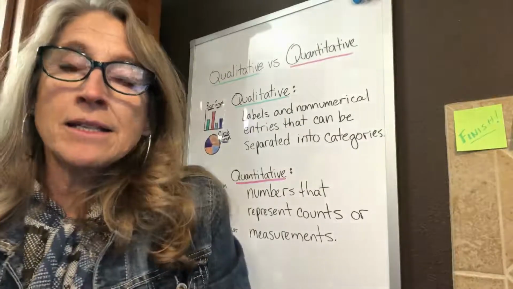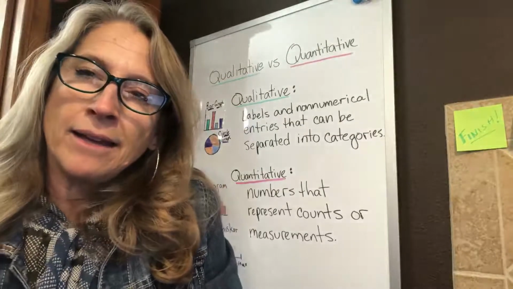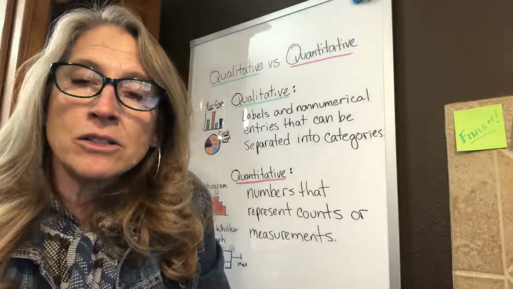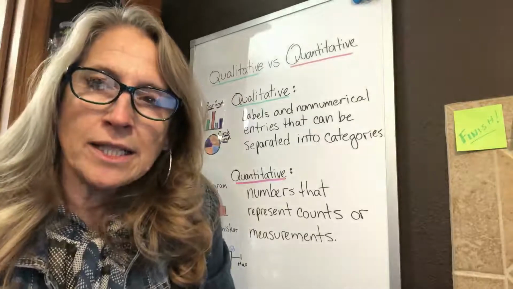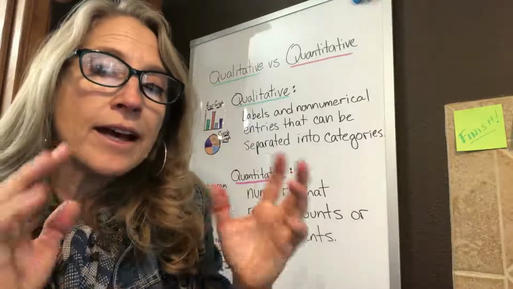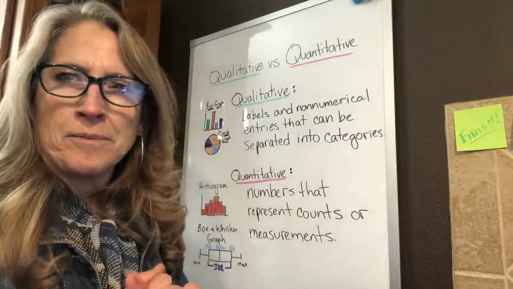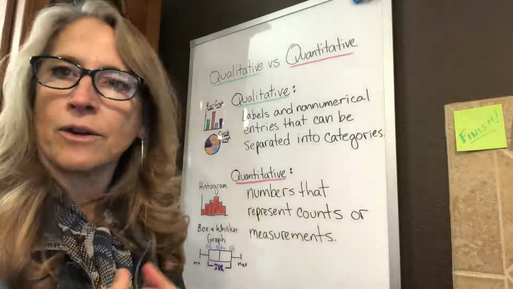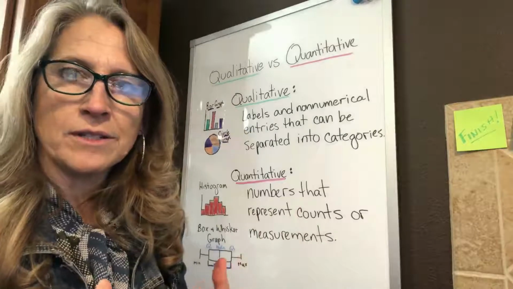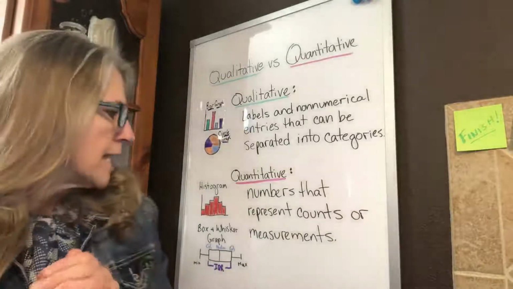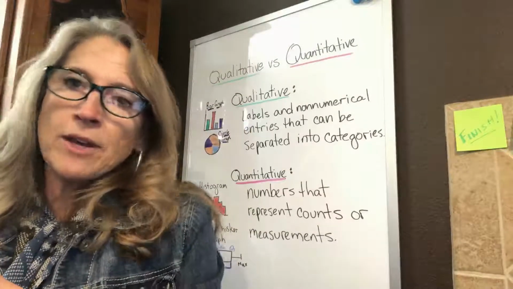Qualitative data is categorical data, and it's difficult to find statistical numbers when we're talking about it, although we can classify it up and get an overall picture of how people see the categories or what is involved in the categories. Quantitative data is numbers that represent counts or measurements, okay?